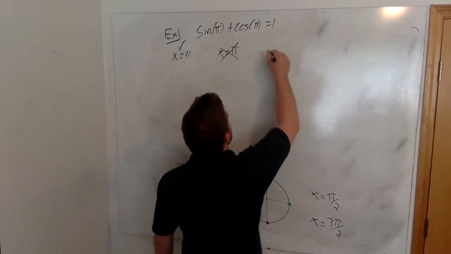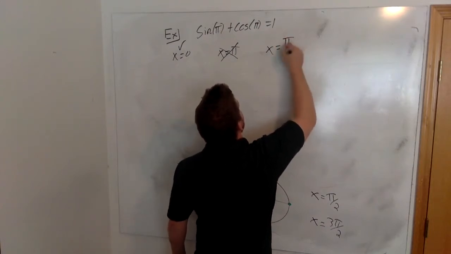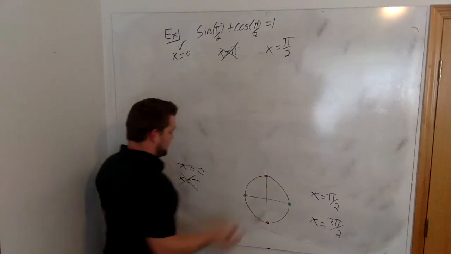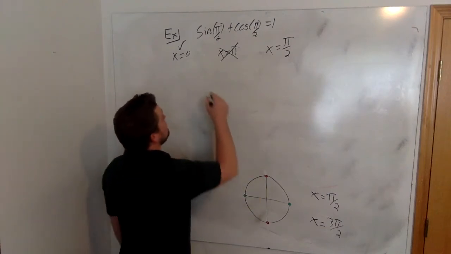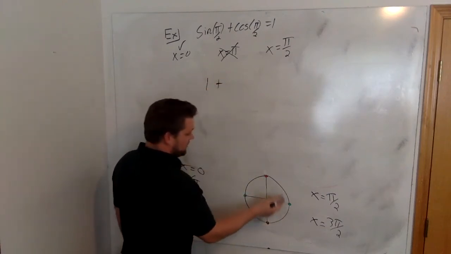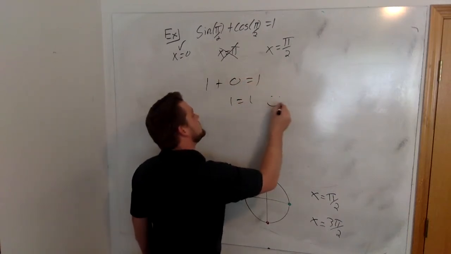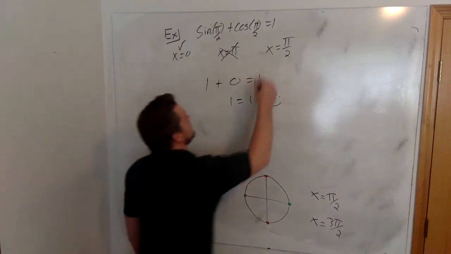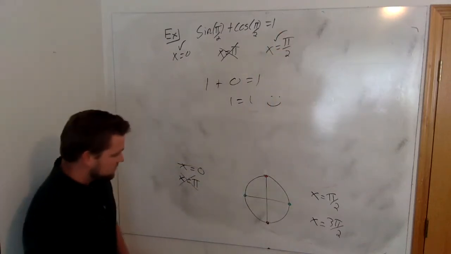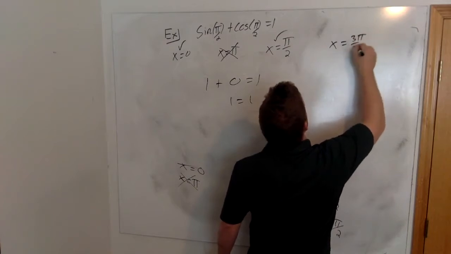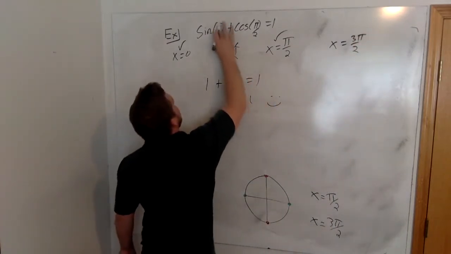Let's check pi over 2. Okay. Sine of pi over 2 is 1. Cosine of pi over 2 is 0. We get 1 equals 1. That's a good solution. Okay. Let's check 3 pi over 2. So what if we put a 3 pi over 2 in here?